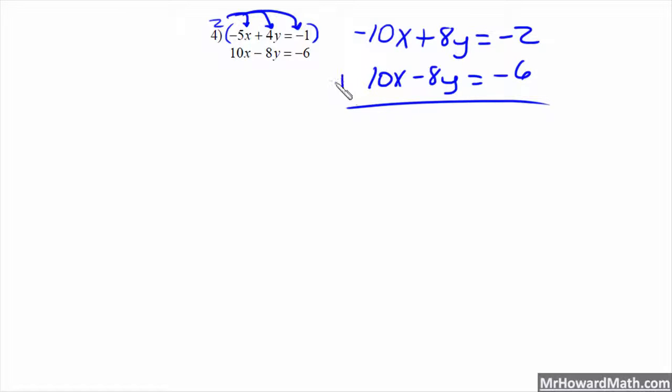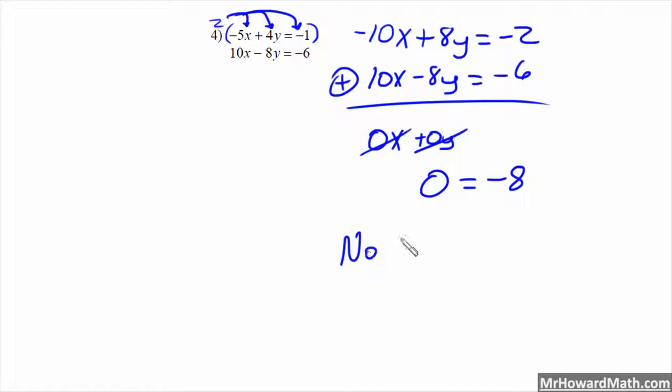Combine the two equations through addition, so we just keep the signs. Negative 10x plus 10x, 0x, cancel. 8y minus 8y, 0y, cancel. So the left side of my equation is equal to 0. Negative 2 plus negative 6 becomes negative 2 minus 6, so negative 8. So my variables canceled. No x, no y left. So I evaluate what's left and see if it's true or not. 0 equals negative 8 is not true.